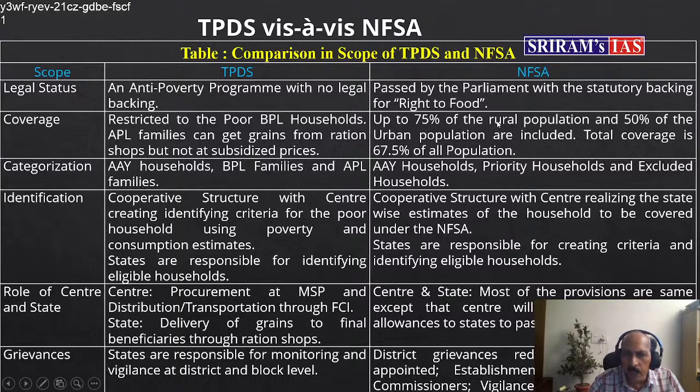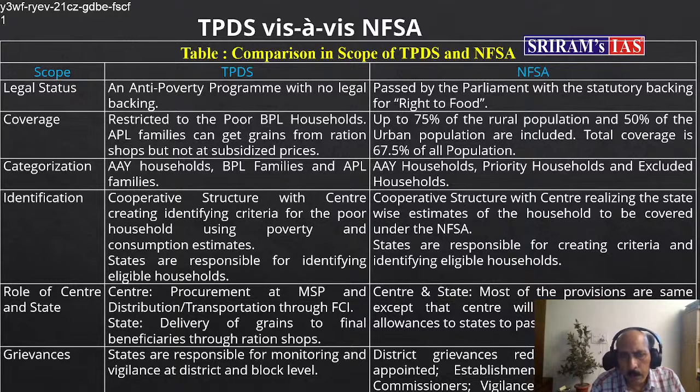Coverage under the NFSA was also enhanced. Under the TPDS system, we were covering only the BPL families, or separately AY families within the BPL families. Essentially, we were covering the BPL families under TPDS. But in the National Food Security Act, up to 75% of the rural population and 50% of the urban population is to be covered under the food security system. If you take the weighted average of the total population, we find that 67.5% of the population will be covered under the NFSA. So this is the second change: coverage has been expanded significantly under NFSA.